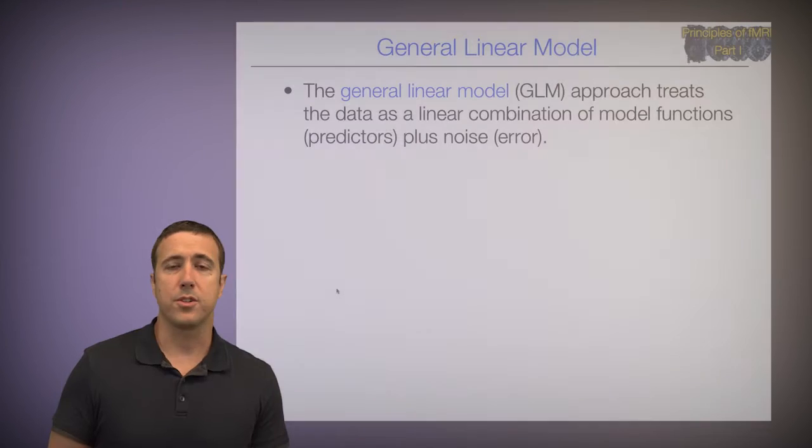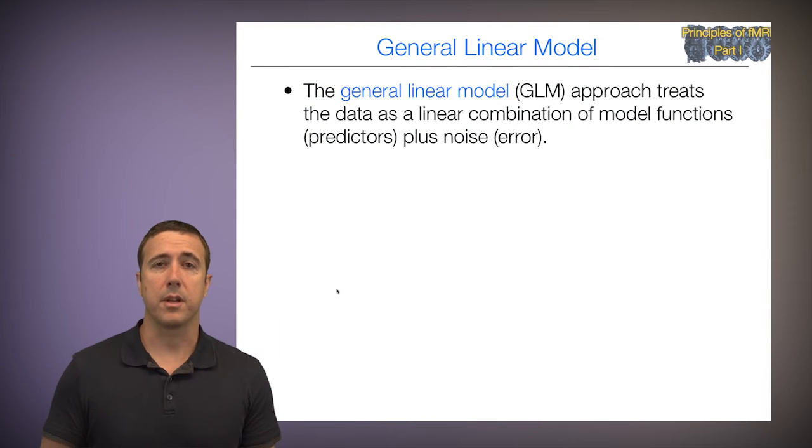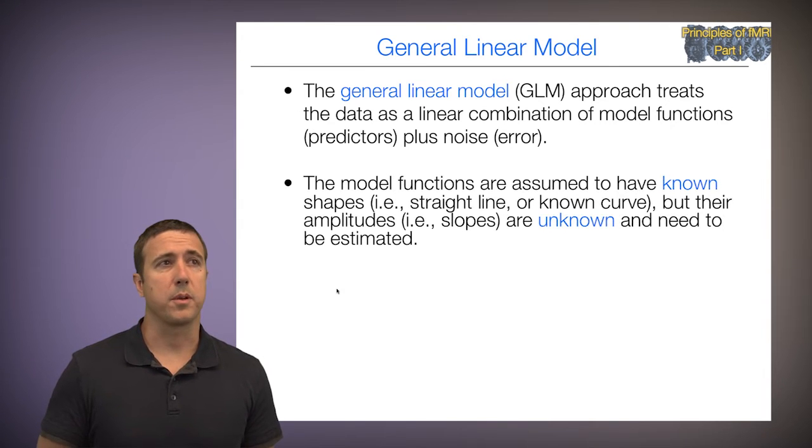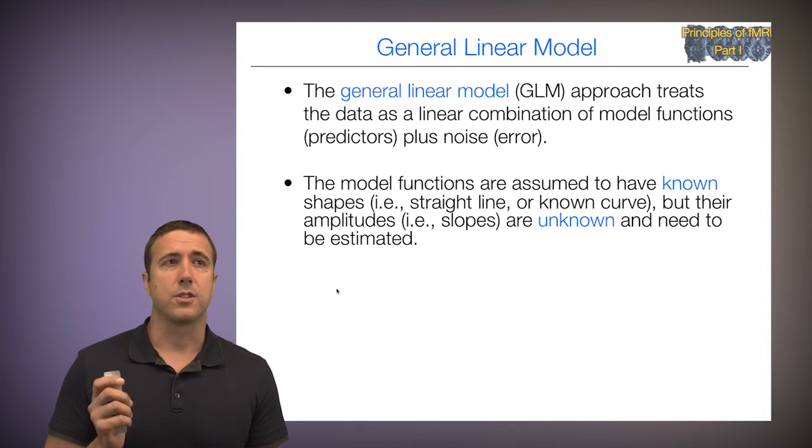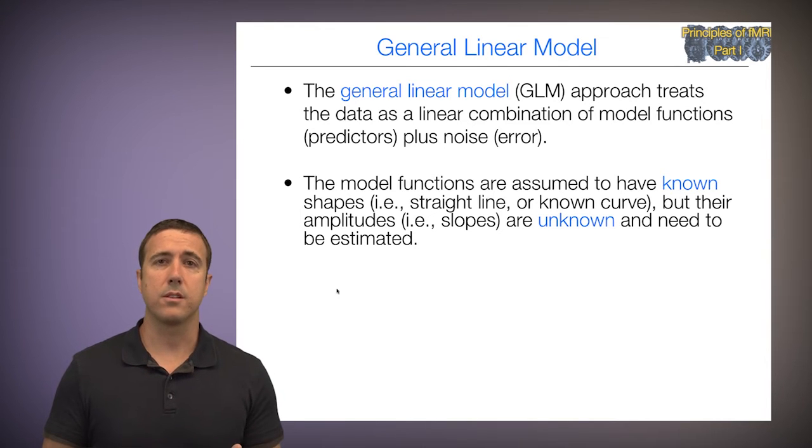So the first thing I like to do here is introduce the GLM family. Many people are familiar with various kinds of analyses, ANOVAs, t-tests, and the GLM family is a super category that subsumes all of those analyses. The GLM approach treats the data as a linear combination of a set of model predictors or regressors plus noise or error that can't be explained by the model. The model functions are assumed to have known shapes, straight lines, or even known curves that are built in, but their amplitudes or slopes are unknown, and those need to be estimated.